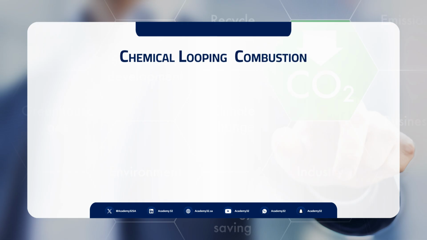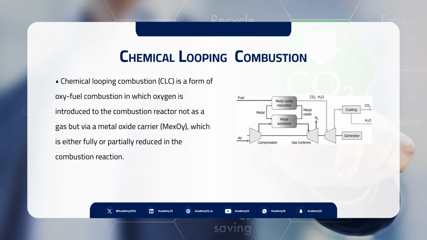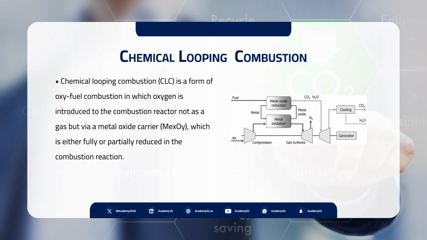Then the last technology of capturing CO2 is called chemical looping combustion. It's a form of oxy-fuel combustion in which oxygen is introduced to the combustion reactor, not as a gas, but via a metal oxide carrier, which is either fully or partially reduced in the combustion reaction.